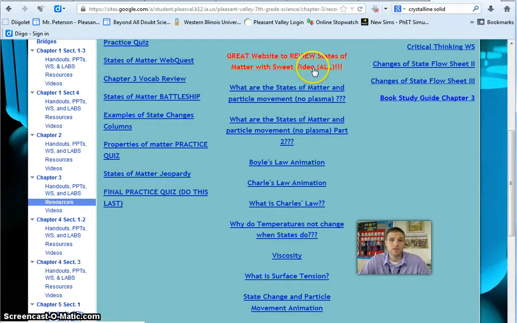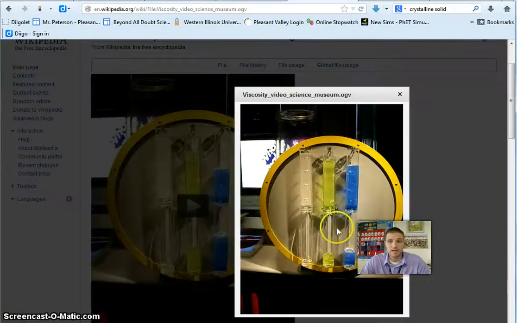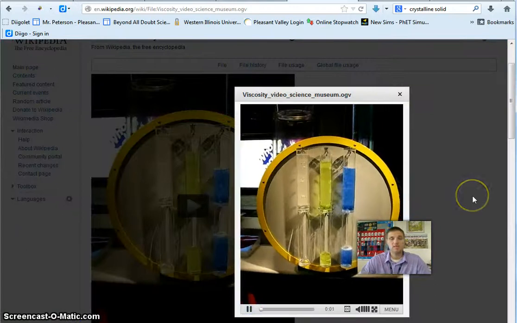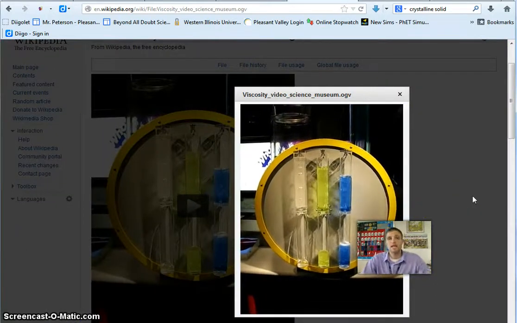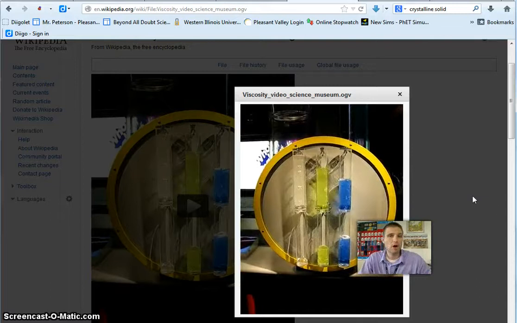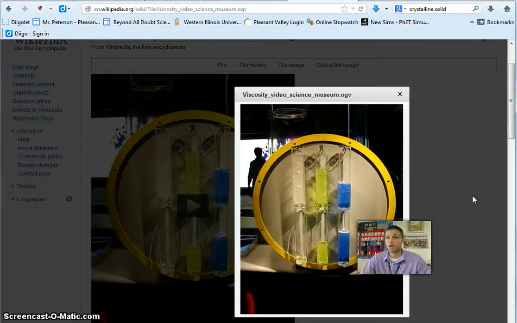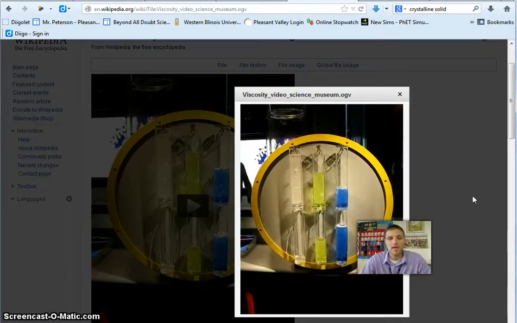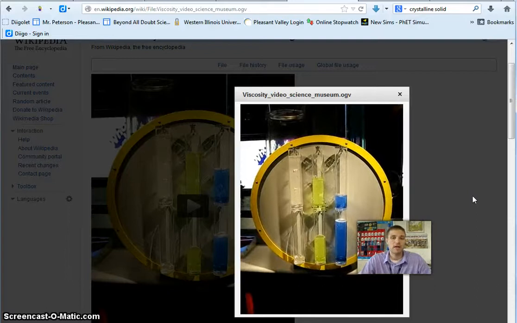Okay, so for liquids, there's two different terms. There's viscosity, and this is a video of viscosity. What this is showing you is that viscosity is a liquid's resistance to flow. Some people call this the inertia of the liquid. Some people call it the density of the liquid. I look at it as how hard is it for that liquid to flow.